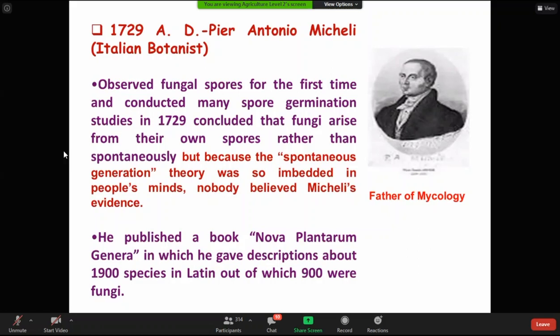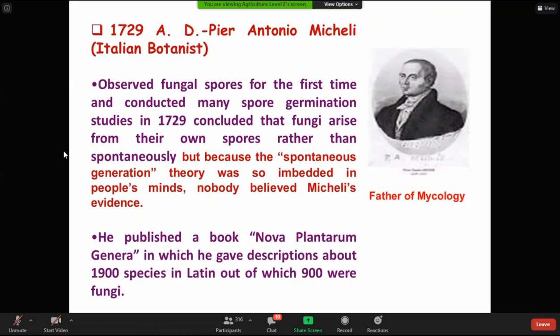was so embedded in the people's mind, nobody believed Micheli's evidence. সেইটুকু দেখলো কিন্তু কেউ তার কথা বিশ্বাস করলো না। And he published a book, Nova Plantarum Genera, in which he gave description about 1900 species. সেটা একটা বর্ণনা সে দিল এখানে। এবং এই 1900 স্পিসিস দিয়েছে, তার মধ্যে 900 হচ্ছে ফাঞ্জাই। তার কন্ট্রিবিউশন কিন্তু বিরাট। সে কি করলো?